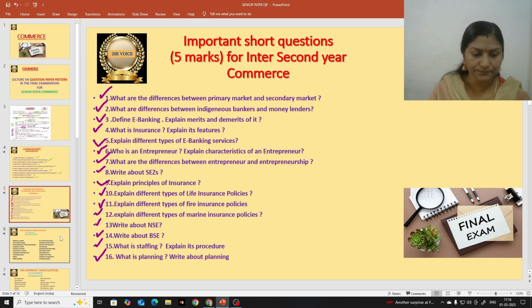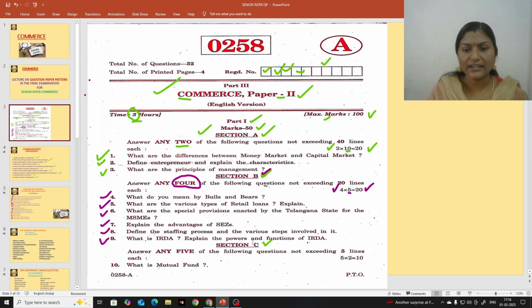Let us discuss the next one. So let us go to the question paper. Let us discuss section C. Now section C, students. Section C is related to 2 marks, very short questions. How many are you going to get? In total 8 questions will be given in the examination, but you are going to write only 5 questions.